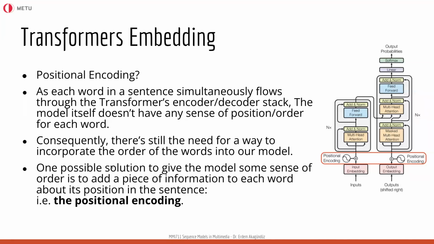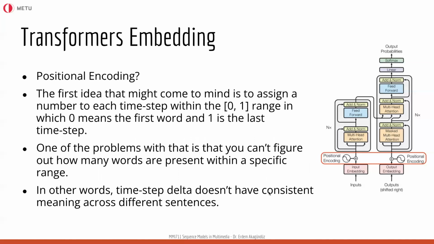One possible solution, and it was the solution proposed in the paper, to give models some sense of order is to add a piece of information to the embedded vectors about its position. So you add information to this vector set, a sequence of vectors, and you give it a sense of positional information. And how do you do that? How you do that is fantastic. Let's speculate on how to do that.